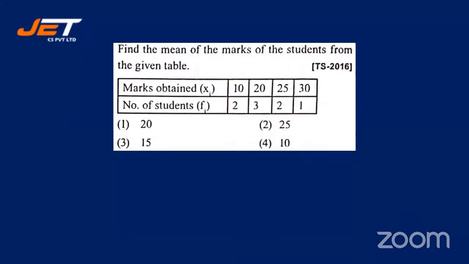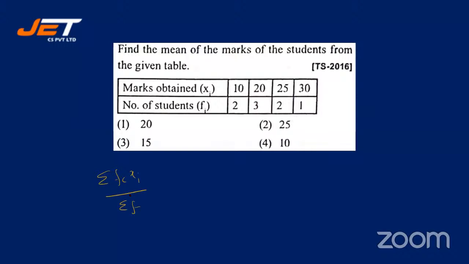See the next question. Find the mean of the marks of the students from the given table. Marks obtained is given. Number of students is given. So you need to find out the mean. Quickly find out. By then, let me give you the formula. Mean of the marks is sigma f_i x_i by sigma f.